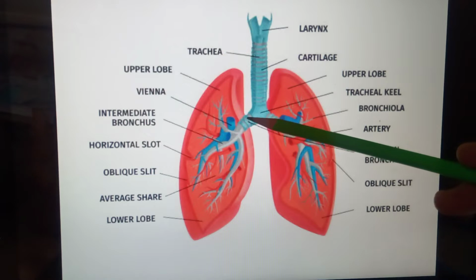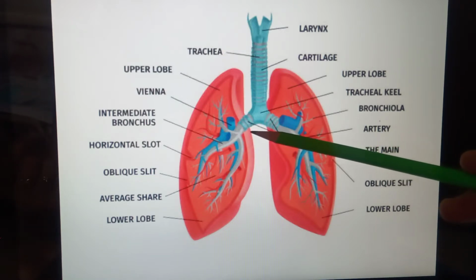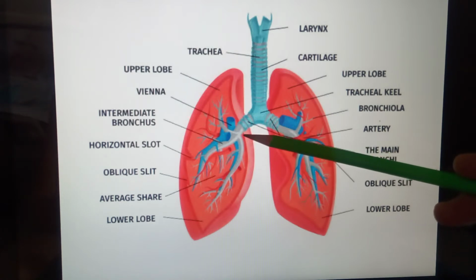So what is the function of the hilum in the lungs? Through the hilum, all the blood vessels connect the heart and the lungs, which means they enter the lungs through the hilum, and the hilum is present on the median surface of the lungs.